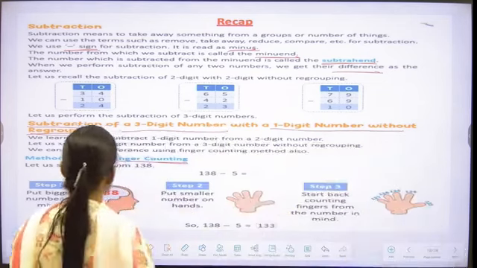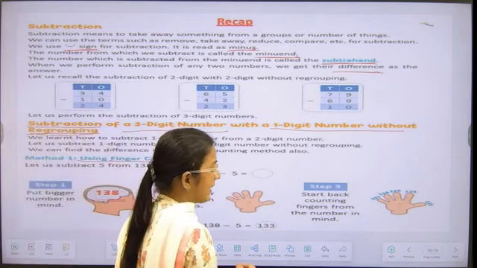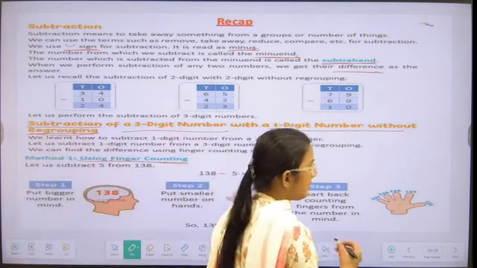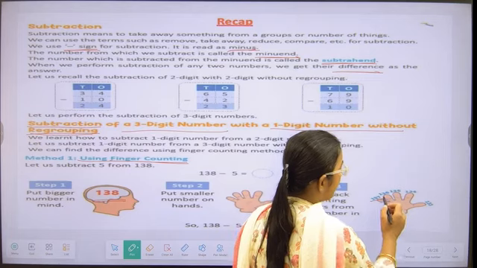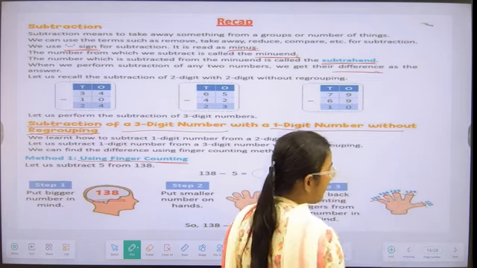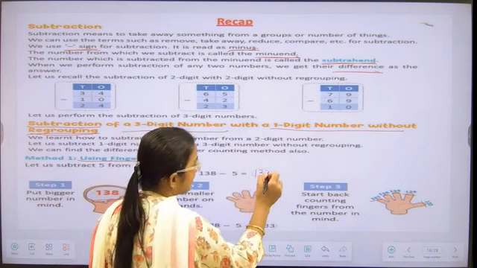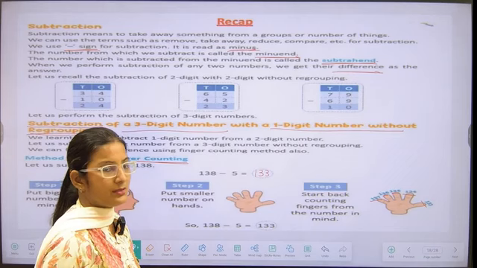So our bigger number is 138 and we have to take away 5 from that. Let's start counting with me. 137, 136, 135, 134, 133. So we can say that our difference is 133, student.